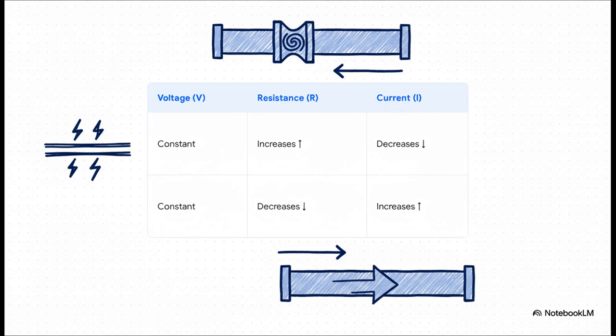Let's say you keep the pressure, the voltage, exactly the same, but you make the pipe narrower, meaning you increase the resistance. What's going to happen to the flow? Well, it has to go down, right? And if you make the pipe wider, the flow increases. It's this beautiful, inverse relationship.